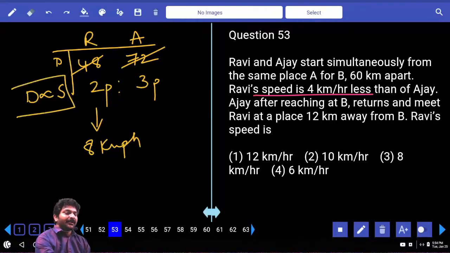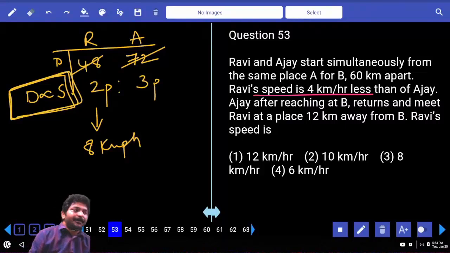So this is the point you need to know. When time is constant, distance is directly proportional to speed. If this is there in your mind, it is very easy.